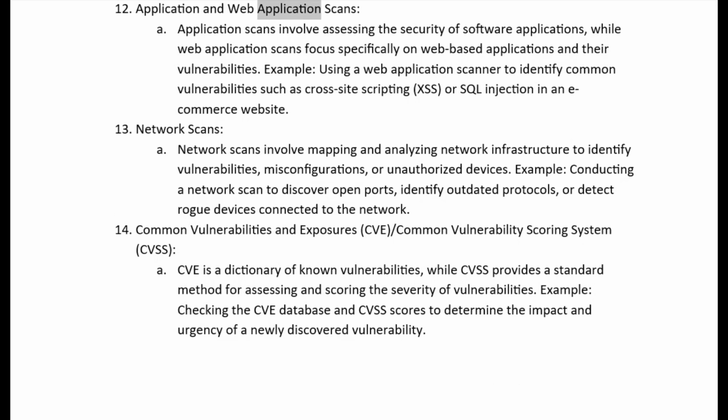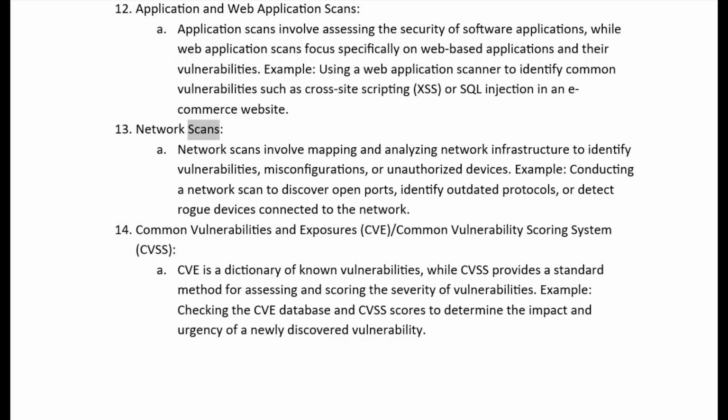Application and web application scans. Application scans involve assessing the security of software applications, while web application scans focus specifically on web-based applications and their vulnerabilities. Example: using a web application scanner to identify common vulnerabilities such as cross-site scripting (XSS) or SQL injection in an e-commerce website.